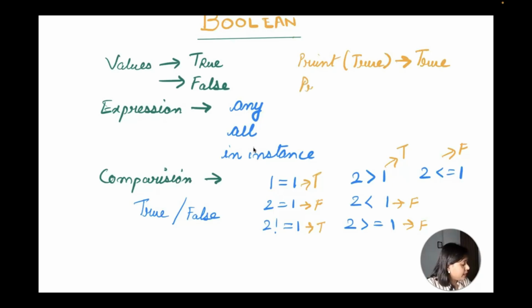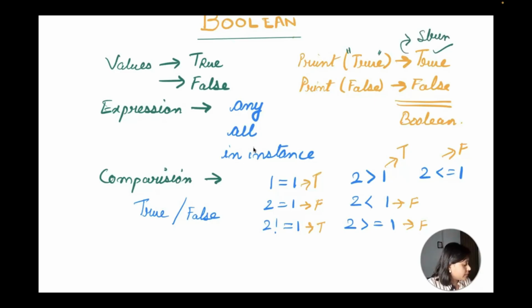And if I do print false, what is it going to return me? It is going to return me false. And what will be the data type of this? The data type of this will be Boolean. But let's say if I do a quote, inside the quote I write true, then it will give me the output true itself, but the data type of this will be a string.